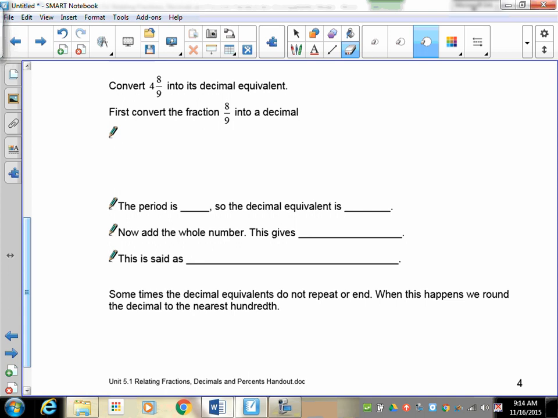Okay, again, take the 8/9, and that becomes 8 divided by 9, which is 0.8888 on your calculator. Fills the screen. Now your calculator at the very end, the last digit, might show a 9. Don't be fooled by that. All your calculator is doing is rounding off the last digit for you.